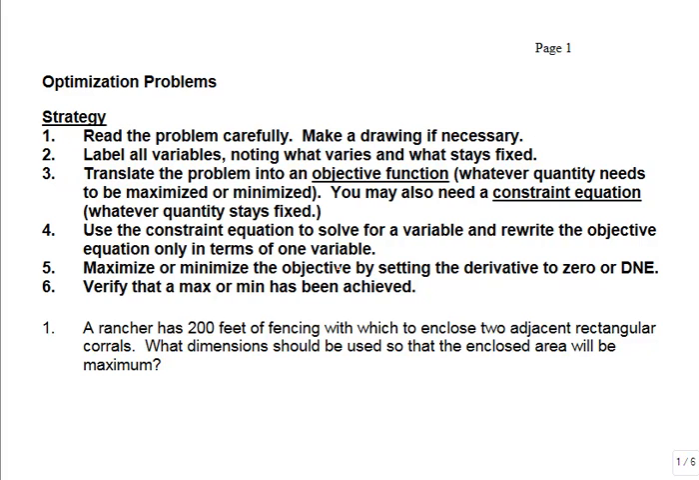Number four, use the constraint equation to solve for a variable and rewrite the objective equation only in terms of one variable. Number five, maximize or minimize the objective by setting the derivative to 0 or DNE. And number six, verify that a max or min has been achieved. So let's work through these strategies using the next example.